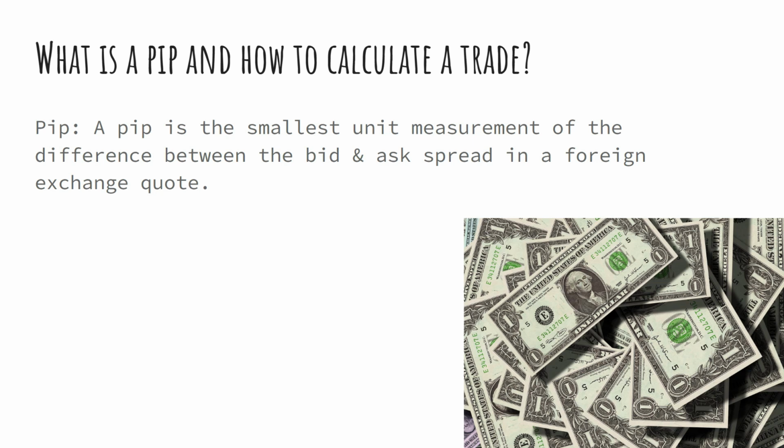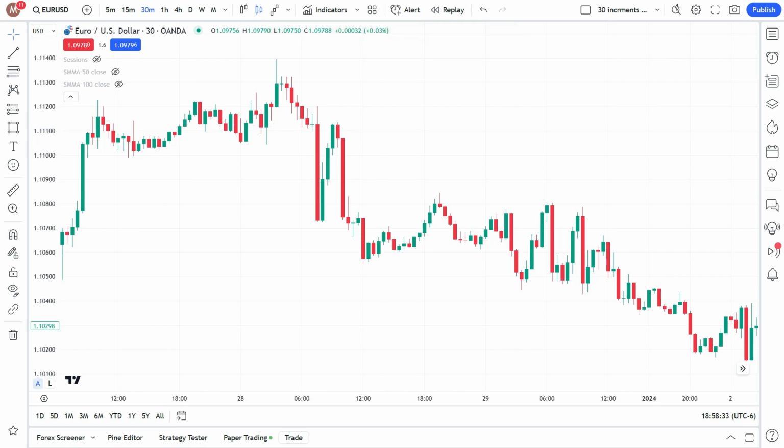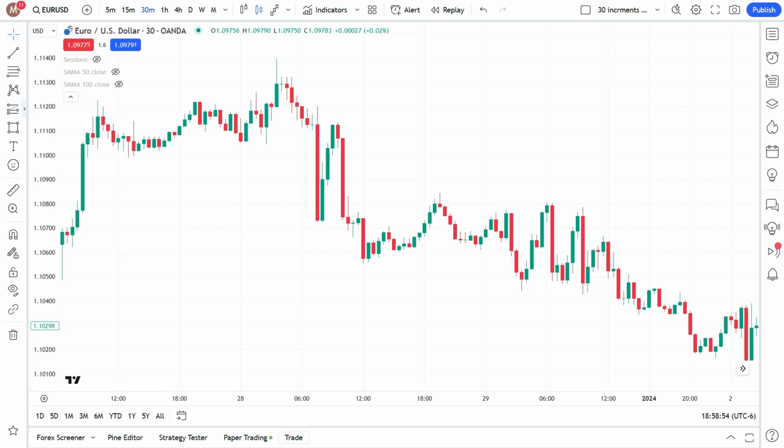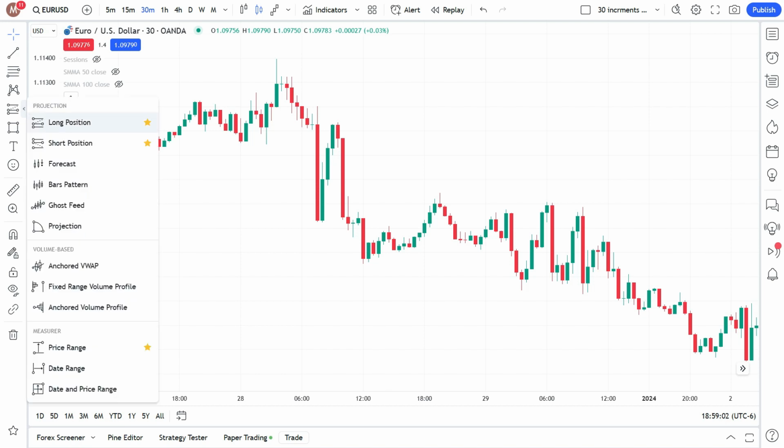If you don't have TradingView, sign up for TradingView. They let you sign up for free, or they have different packages at different price points. So let's say we're on the EUR/USD chart. On my left side, TradingView has different tools that you can use. In this instance, we want to know how we can calculate our trade. I don't know if it's going to look the same for you guys, it's been a while since I set up my TradingView, but I go over here to forecasting and measurement tools and click it. My long position and my short position are right here.